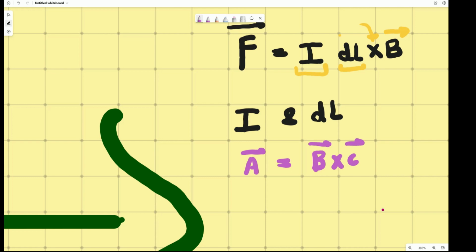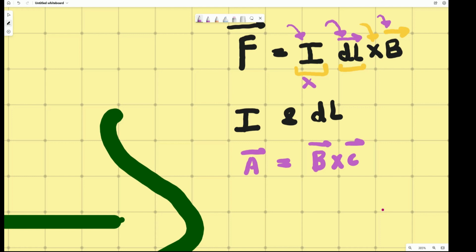Similarly, when you see a vector force, you need two vectors. Now, the confusion is, which is a vector? Is current a vector? Or length a vector? Or magnetic field a vector? The answer is, in this particular expression, length is a vector. So we will put a vector sign on this. Current is not a vector.